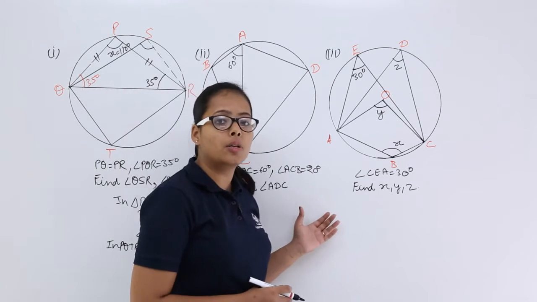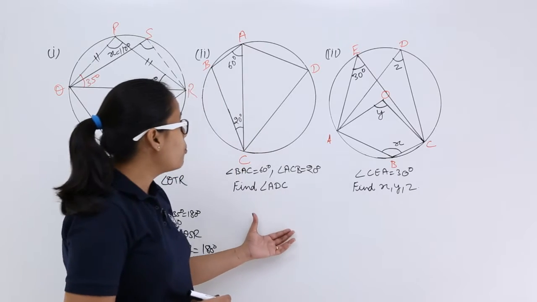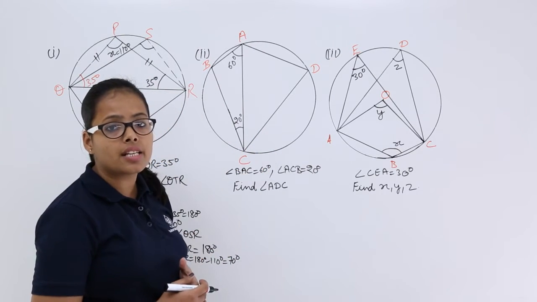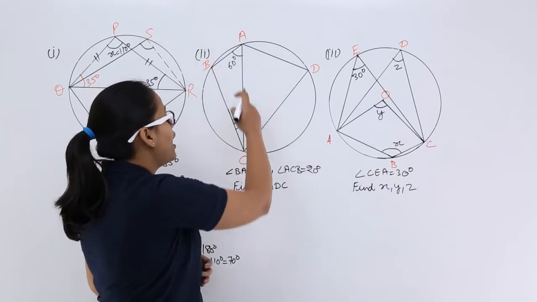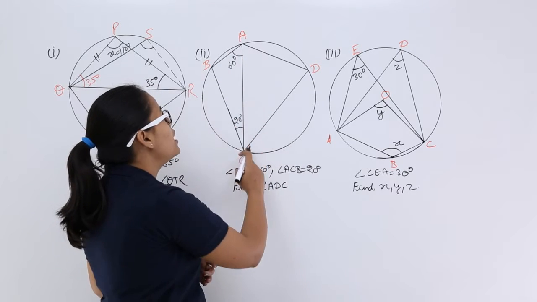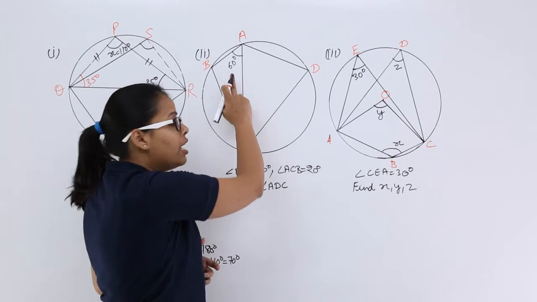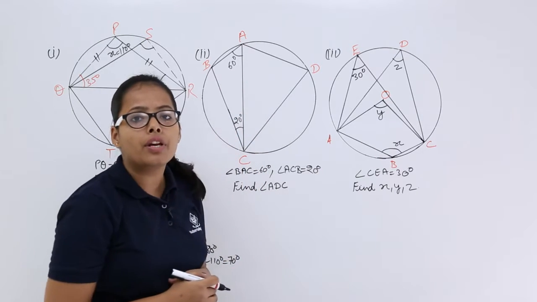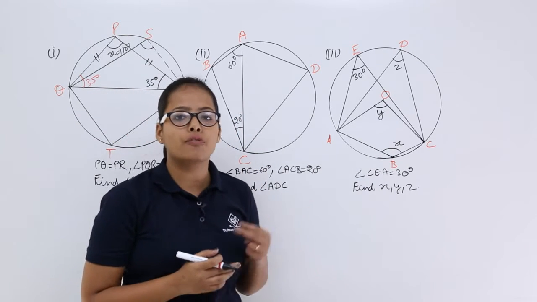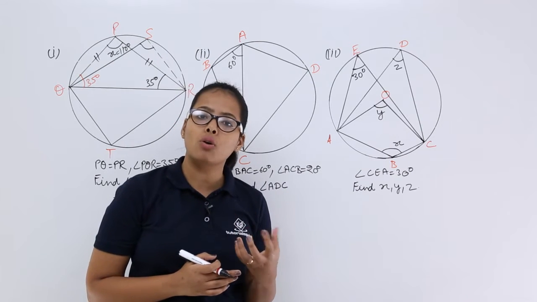Now let's take another problem. In this problem, you can see a circle with points A, B, C. In this triangle you have this angle as well as this angle. When you know two angles of a triangle, you can easily find the third angle.